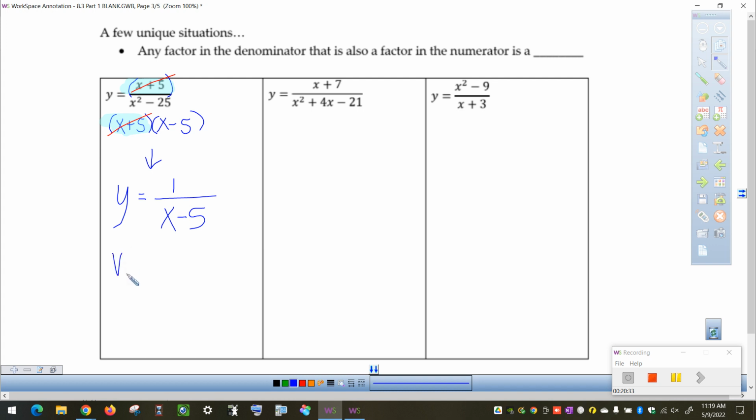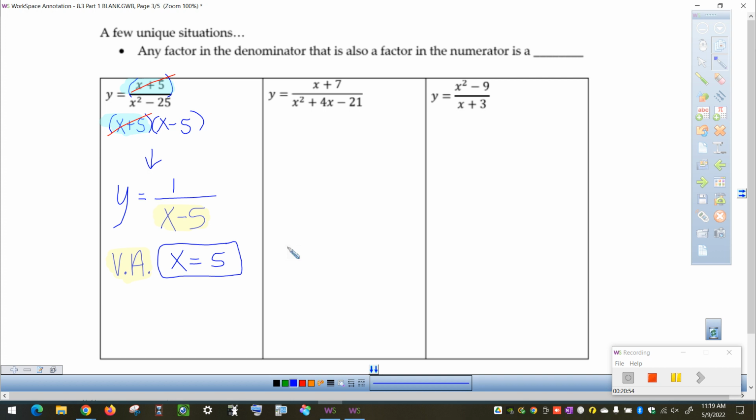To get our vertical asymptote, I'm going to use a VA to represent vertical asymptote. We are going to be looking at whatever is in the denominator in the simplified form. So we canceled out. Whatever is still left is going to correspond to a vertical asymptote. I'm going to change it to the opposite side there because I'm thinking about doing x minus 5 equals 0, solve for x. So we have a vertical asymptote at positive 5.